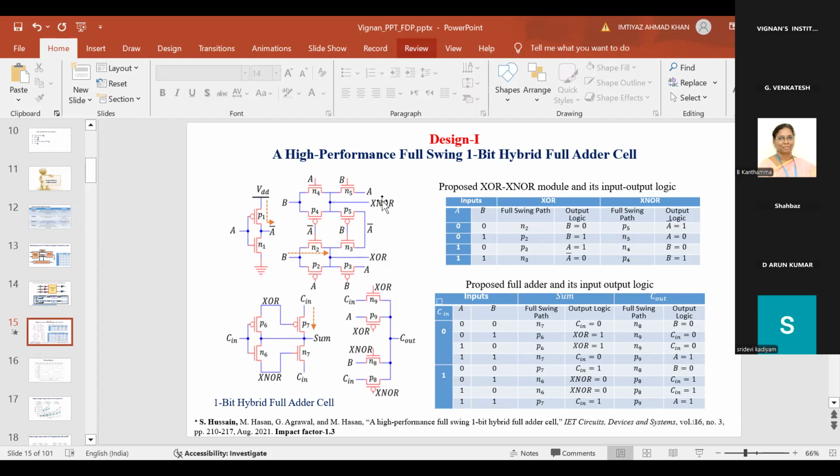If feedback is generated, then the delay is more, because the output CO depends first on XOR, and XOR is dependent on XNOR. So there is not any extra stage of delay. That's the reason this circuit will be fast. Here is the full swing path for XOR and XNOR.